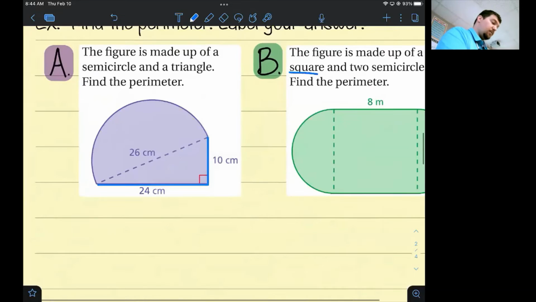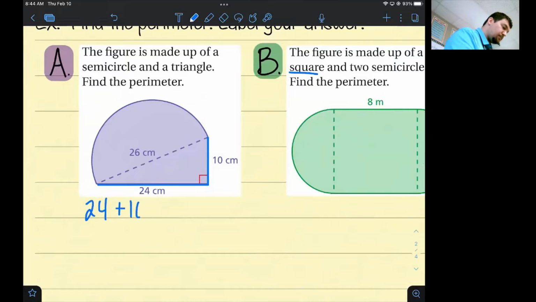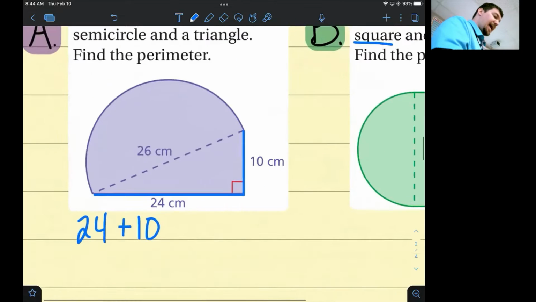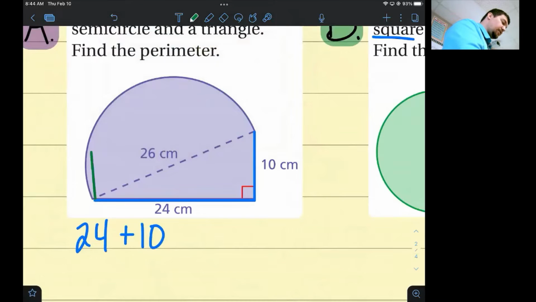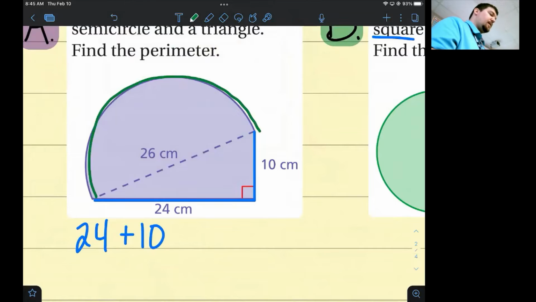2 of them we already know. 24 plus 10. We're already 2/3 of the way done. We have 2/3 of our sides. The last side, this curved edge, is a semicircular side. And so because I'm talking about the distance around a circle or half a circle, I'm going to be using my circumference formula. And again, the circumference formula is pi times diameter.